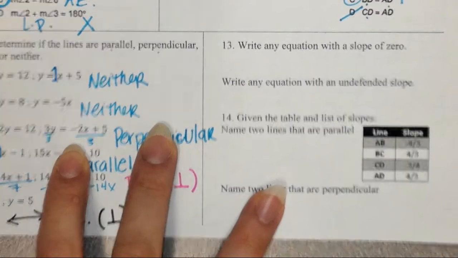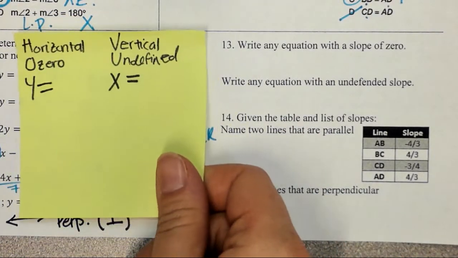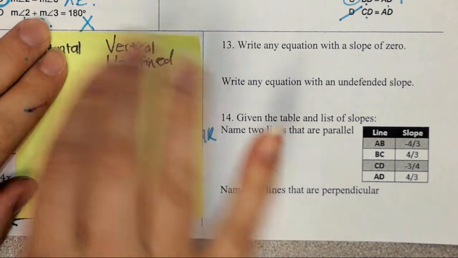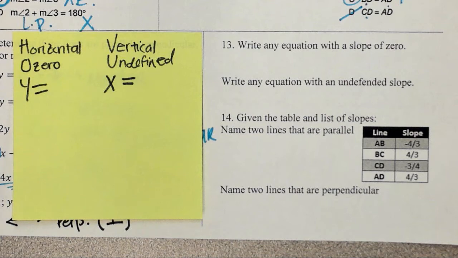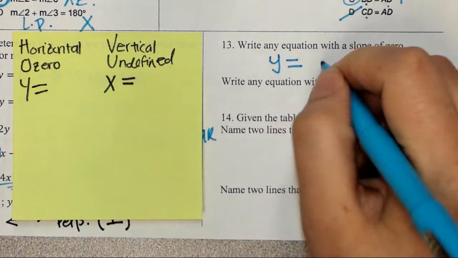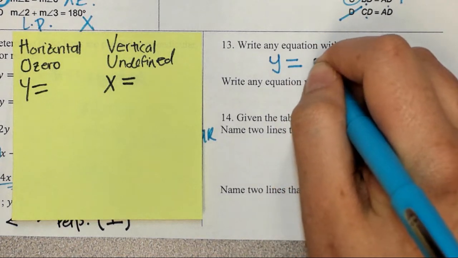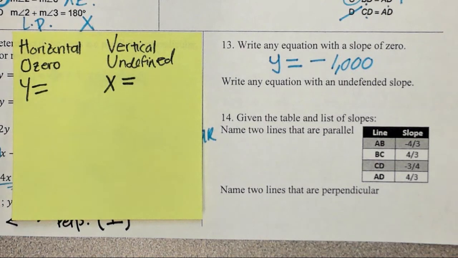Last two questions for the front side. Okay. 13. Write any equation with a slope of 0. So again, our Hoy-Vux can come in handy. If we want a 0 slope, that needs to be a y equals equation. So we're going to just put, I don't know, you can put anything, y equals negative 1,000. That's a slope of 0.